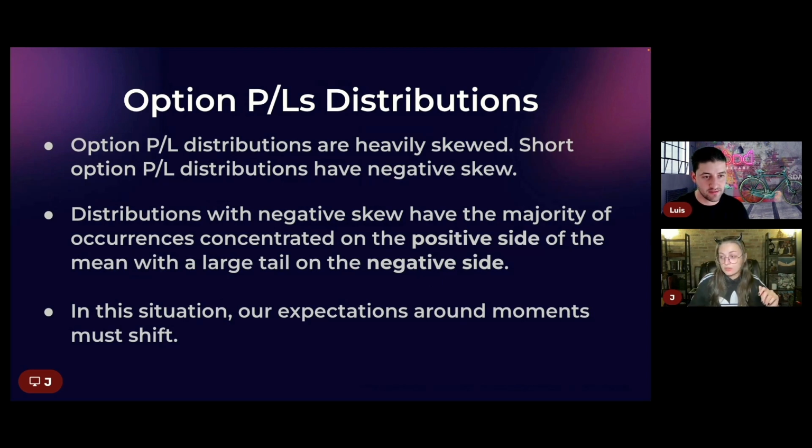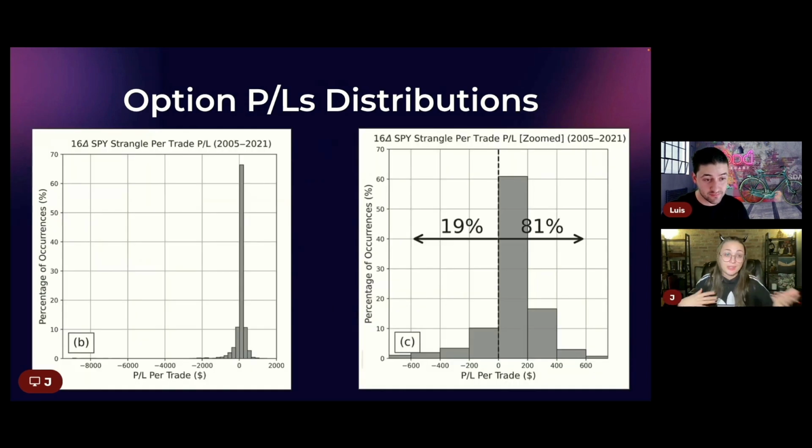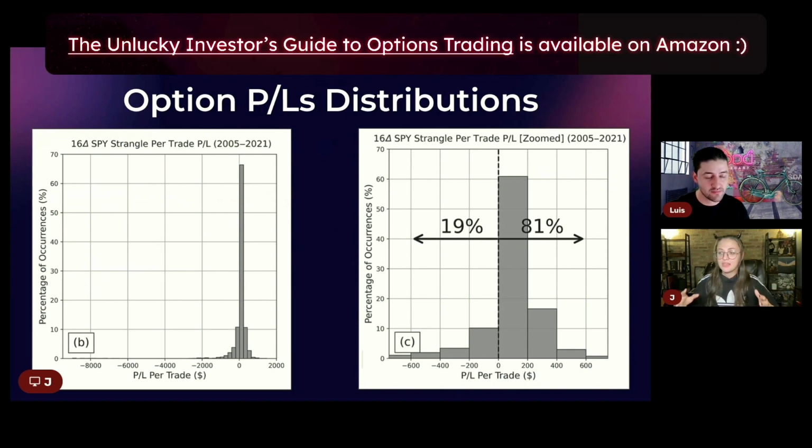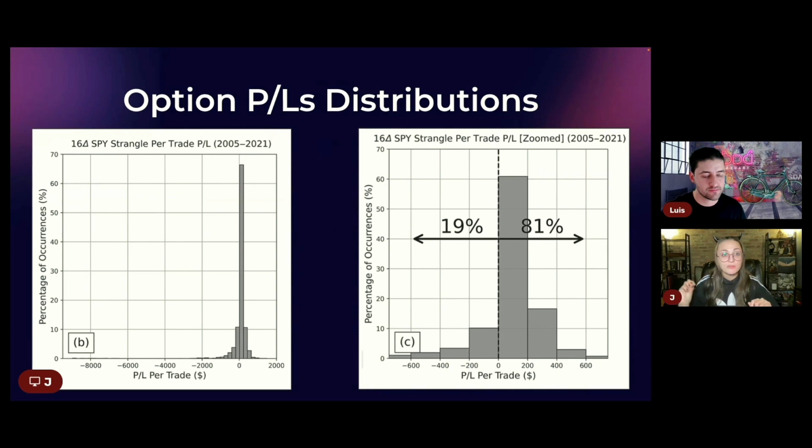Yes, makes sense. Cool. So when I look at a skewed distribution, and this is actually from the book, I immediately can see that this does not look like the nice curvy normal distribution that I was seeing before, right? It doesn't even look like a stock distribution. But what I can see here, especially in that second picture, the one labeled C, is that most of my occurrences are on the positive side. Here I'm just looking at a short 16 delta strangle from 2005 to 2021. 81% of the occurrences are positive, which means that strategy made money 81% of the time.